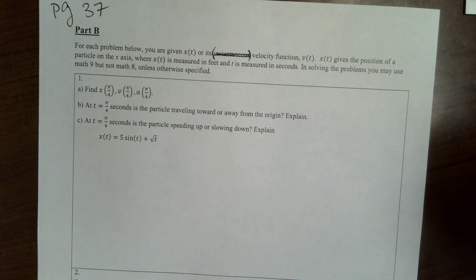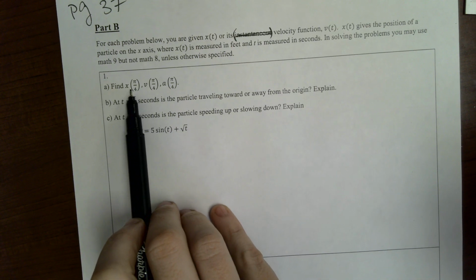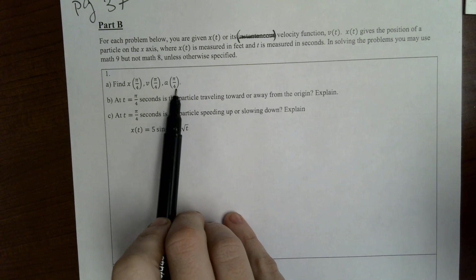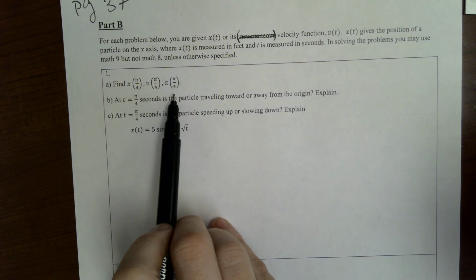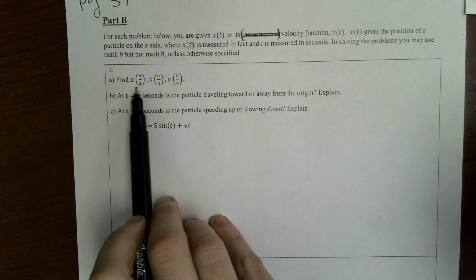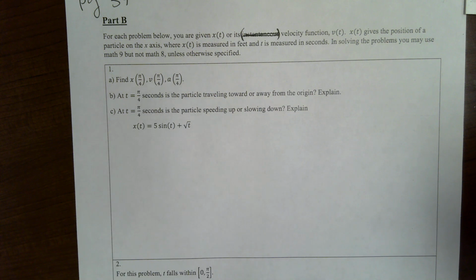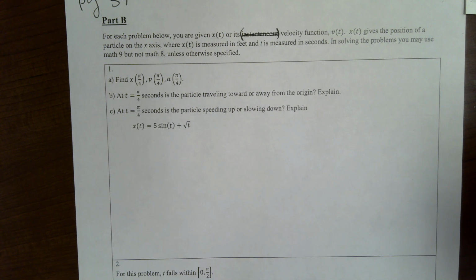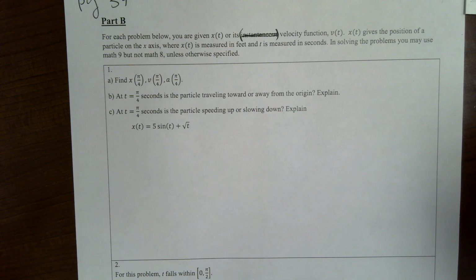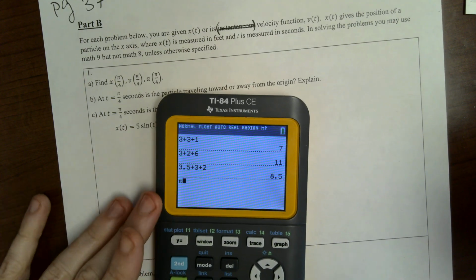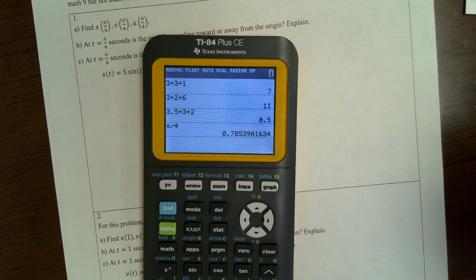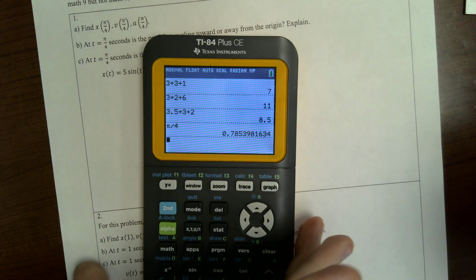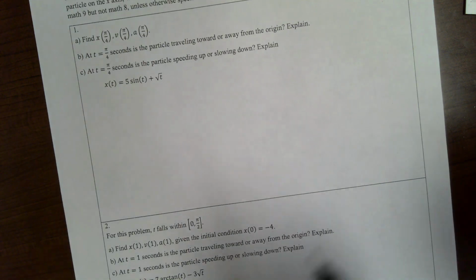All right, guys, so we need to find the velocity and acceleration functions. So we're going to find x of pi over 4, v of pi over 4, and a of pi over 4. So the position, velocity, and acceleration of a particle at time t equals pi over 4, which, by the way, is about 0.785 seconds in this case.